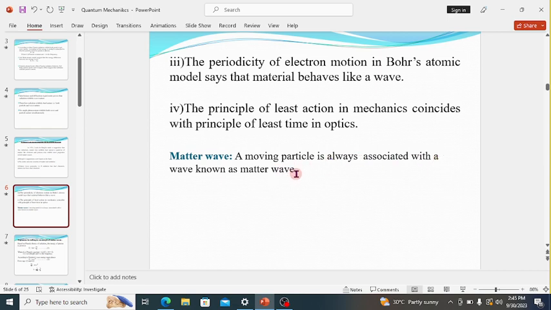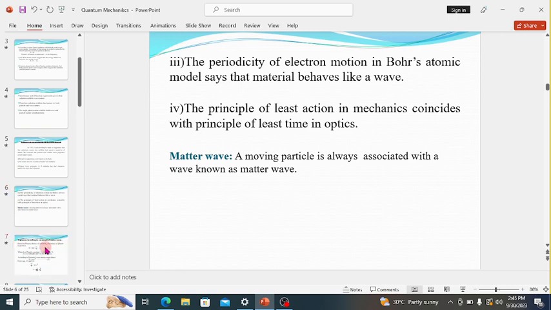For example, if you are sitting in the class while the lecturer is present, you behave like a particle because you are not moving. But in the break period, what will you do? You will be roaming, you will be moving. When you are moving, you are moving like a wave, meaning I cannot give your position or location. That we call a matter wave. A moving particle is always associated with a wave.